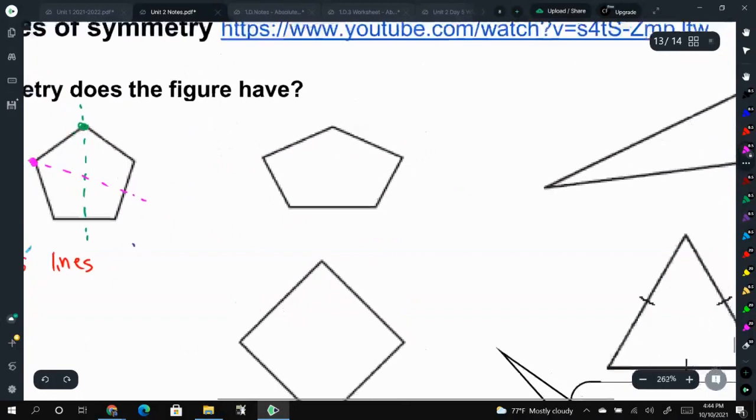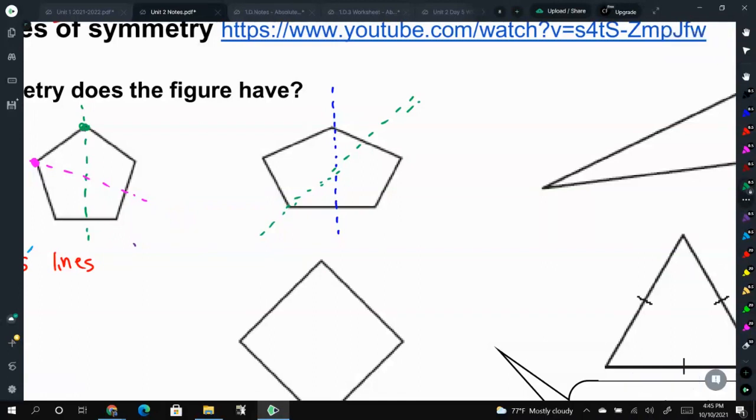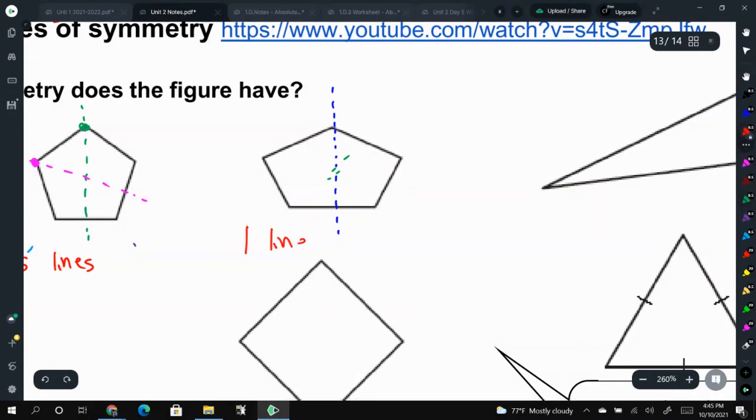Now with this shape right here, we agree that you could do that line and fold it horizontally. But because all the sides are not the same, if we were trying to fold it over this line right here, if we were trying to fold it over this line here, you can see that the two pieces wouldn't line up on top of each other. So because not all the sides of this pentagon here are the same, there is only one line of symmetry here.